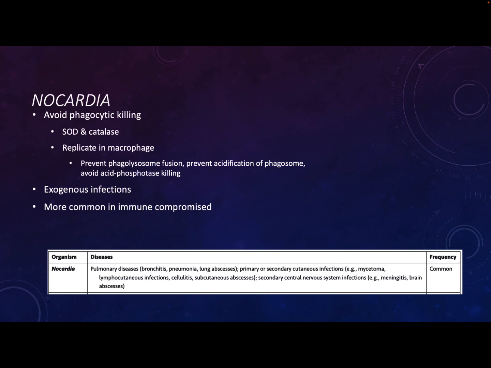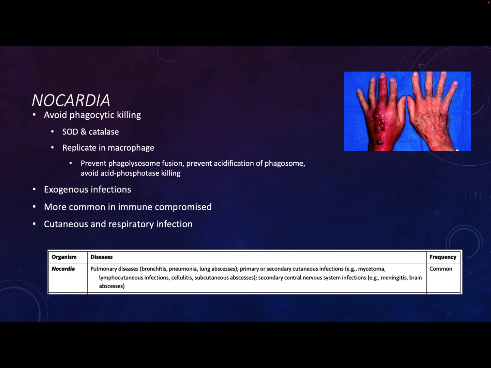You typically will only see a Nocardia infection in somebody who's immune compromised. The typical manifestation is either going to be a cutaneous or a respiratory infection. So Nocardia can cause pulmonary disease, lung abscesses, just like we see with tuberculosis, but you can also see primary or secondary cutaneous infections in the lymphatic system. It can get a little bit deeper and form cellulitis or subcutaneous abscesses, and it can get into the central nervous system, but that's typically secondary.